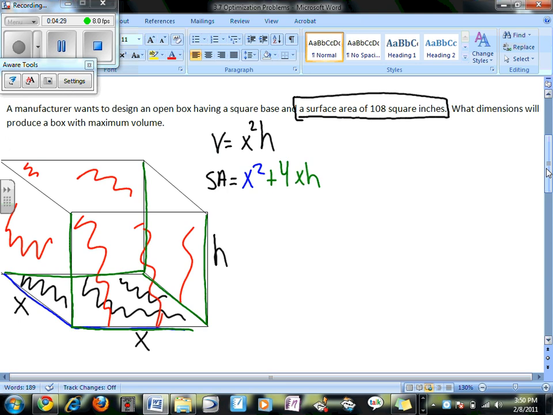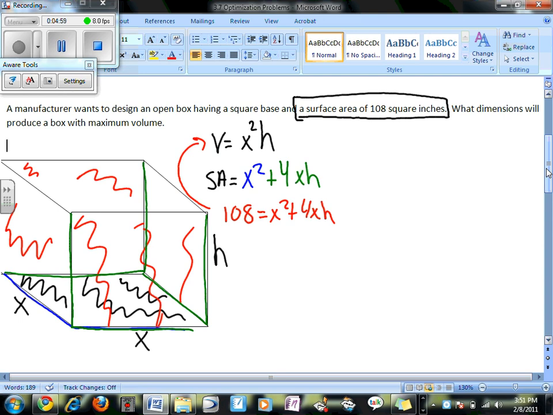So we're going to plug in our stipulation, which was 108 square inches. So our surface area, 108 equals x squared plus 4xh. Now since we have a secondary equation, we have a choice. We need to solve for one of the variables and then plug it back into our primary equation in order to eliminate a variable. I think in this case it's going to be easiest to solve for h because we have an x squared and an x.